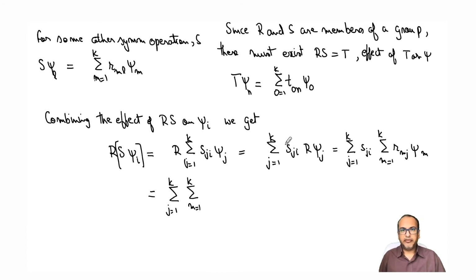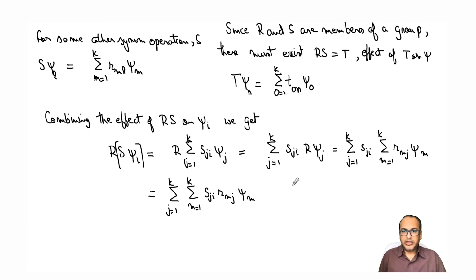So there's nothing fancy about it. This is just whatever we have shown in the C3v point group. We are just doing it for a general k-fold degenerate case. Now this will be s_ji, and this will be r_mj, and this will be psi_m, right?